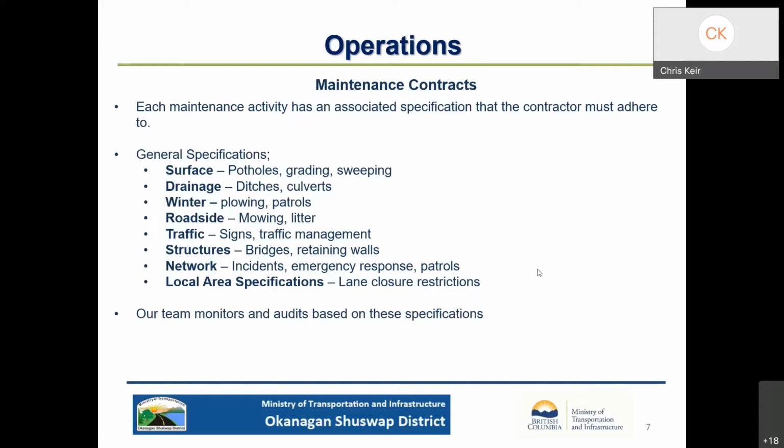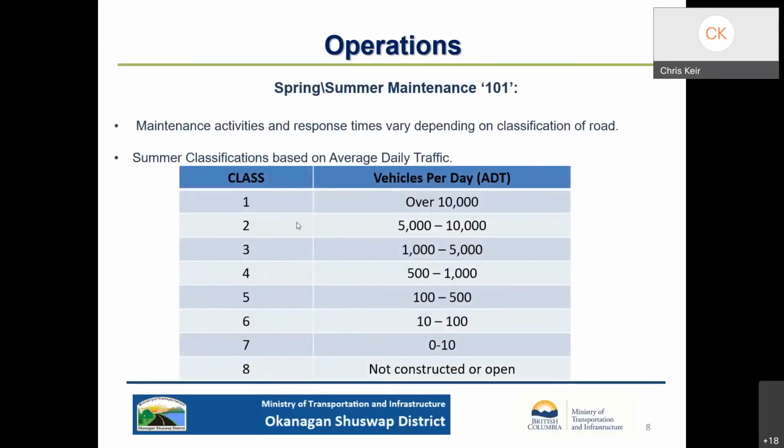Our team monitors and audits based on these specifications, and the specifications are an end product spec, so they don't tell the contractor how to do something, just what's expected. Maintenance activities and response times vary depending on classification of road. The road classifications are based on the average daily traffic, so mostly side roads are going to be falling in the 3 to 6 range, and anything above that are usually major highways.